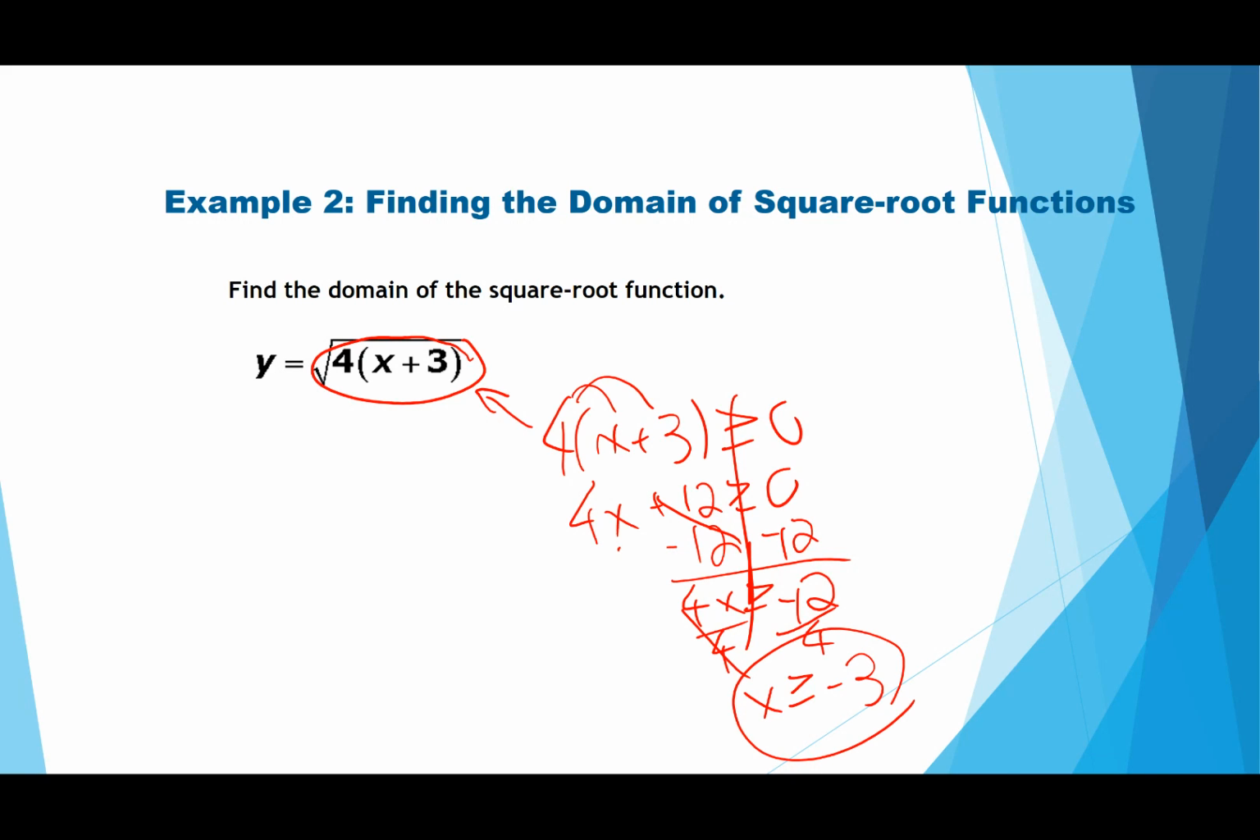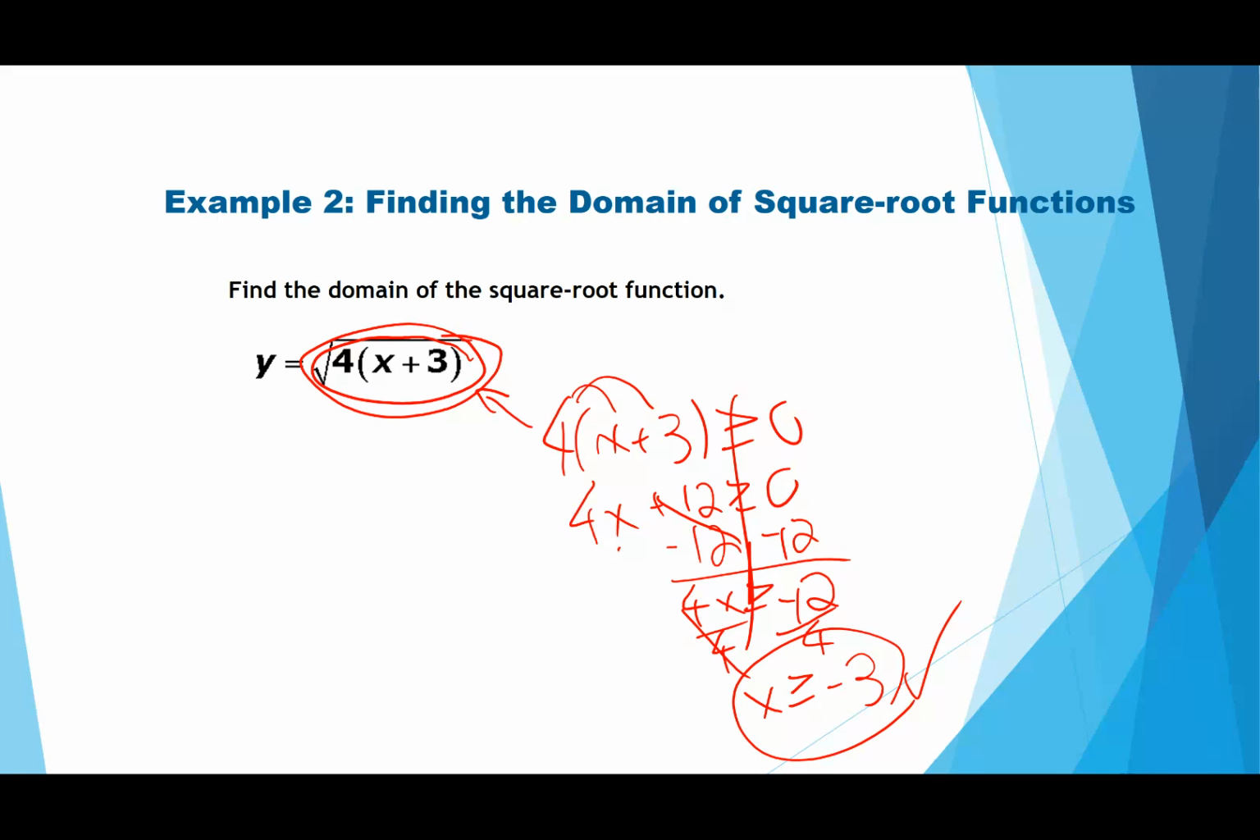So x can be greater than or equal to negative 3. Now, I know you're probably thinking, x can't be a negative number. No, x can be a negative number. That's fine. We just want to make sure that when I put it into my function, my function doesn't become a negative number. So x has to be greater than or equal to negative 3.